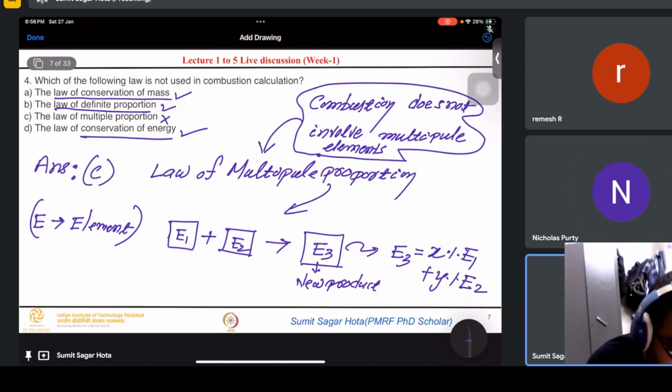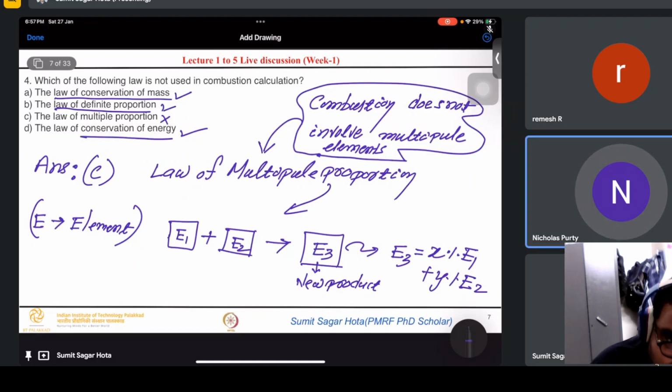In CH4, how many carbons? The 1:4 ratio is already fixed, that's what the definition says. You will gradually know all these things. It is a kind of tricky question. That's the reason I mostly focus on this question, because obviously you would go directly to the law of multiple proportion. That's why I took this. Get your answer, I think. Yes, sir. Fine.